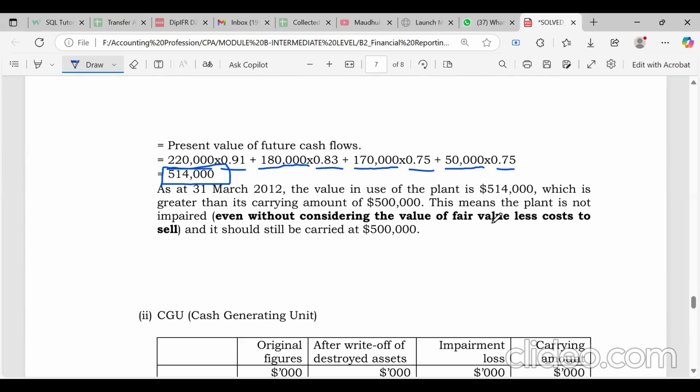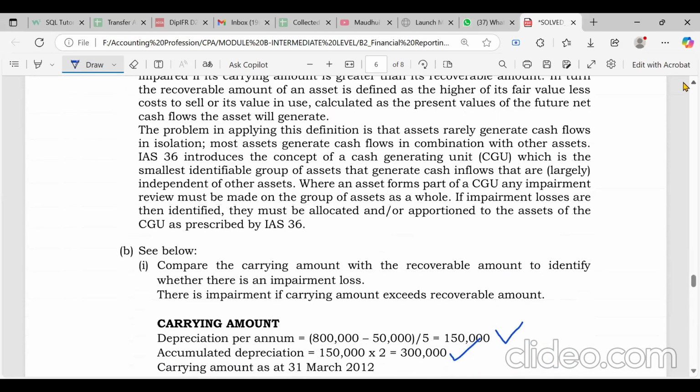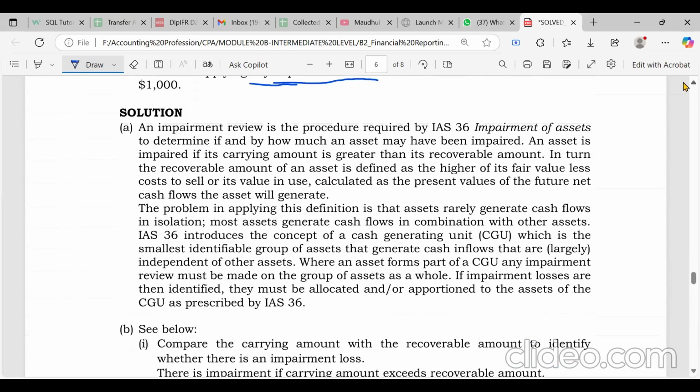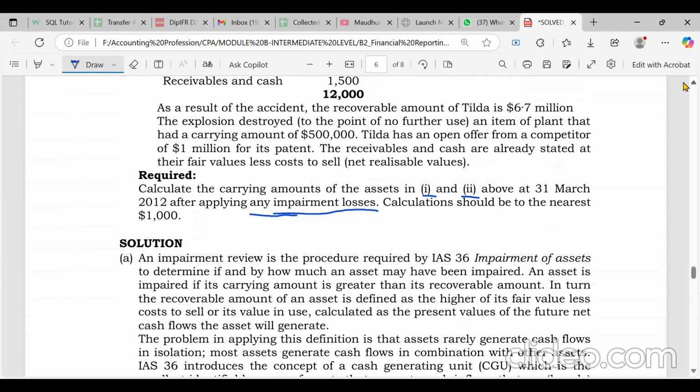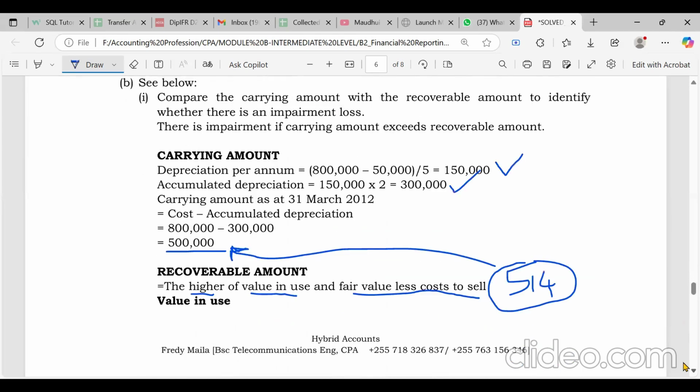In case maybe the value was 490, then we would have said, we don't know. It seems that there is an impairment, but let's first check the fair value less cost to sell. Maybe it may be higher than 500. So that's what we do. I hope you have got the points on how to go about that. So I think we could go on.